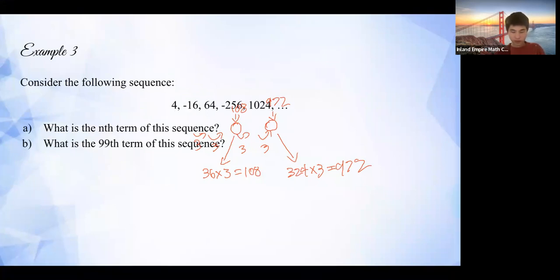Consider the following sequence: 4, negative 16, 64, negative 256, 1024, and so on and so forth. For this one, it's a little bit tricky because it involves negative numbers, and I'm going to give you guys 1 minute to solve this question. Feel free to type the answer in the chat once you're done.